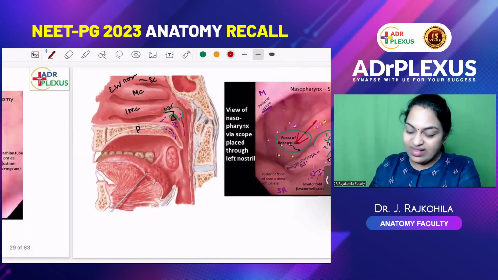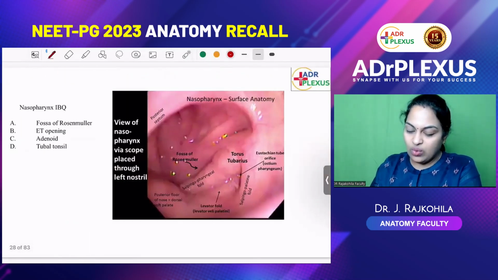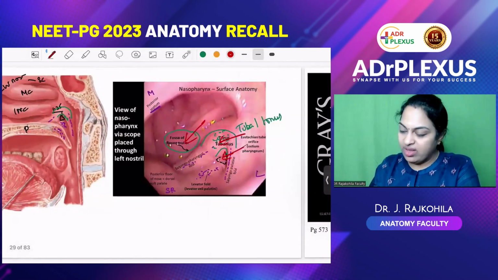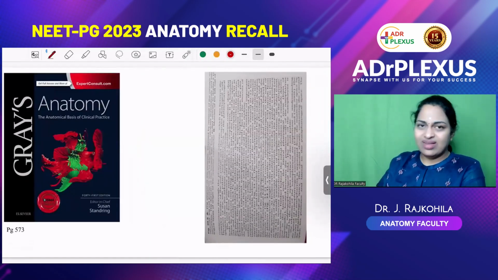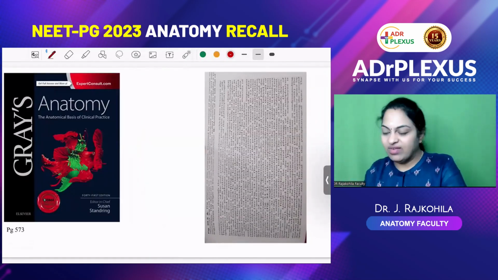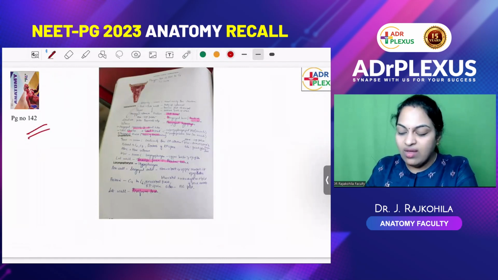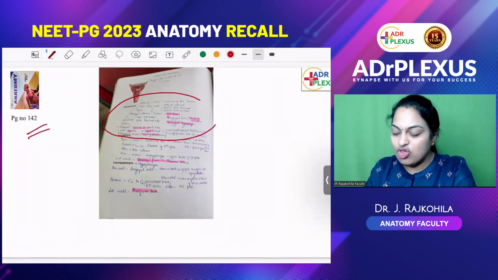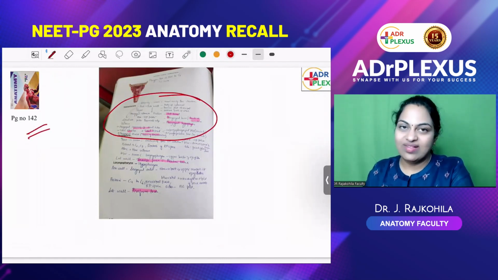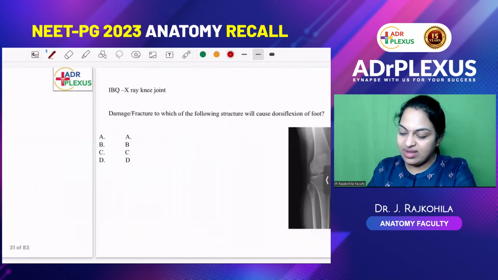Where was the arrow exactly? Yes, so you must be knowing the answer, right? So Gray's Anatomy, the description is given very, very nicely. And while talking about it in classes as well as in the workbook, we have given you the features of the nasopharynx. Hope you got it right.